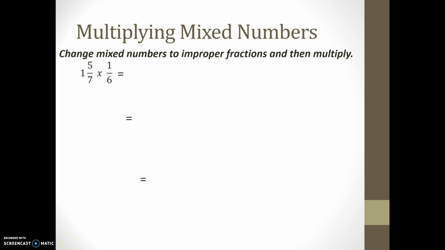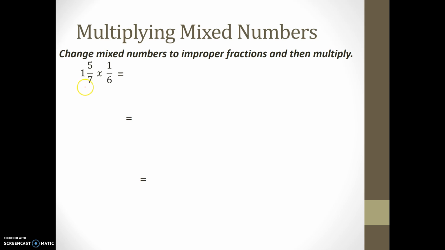Okay, so the next task that we need to do is multiply with mixed numbers. In order to multiply with mixed numbers, we need to change those mixed numbers to improper fractions, and then we're going to multiply. We can do this a couple different ways. I'll teach you the easiest way, and then I'll show you why it works.